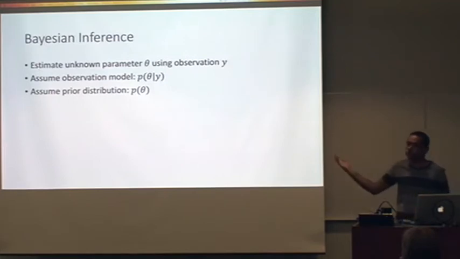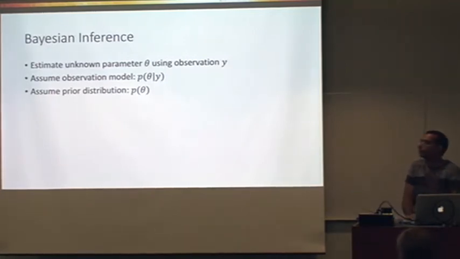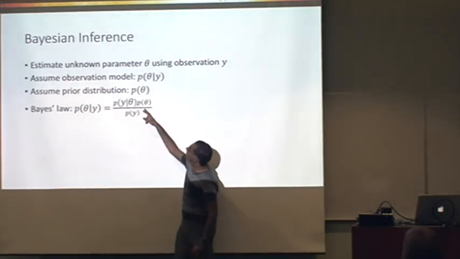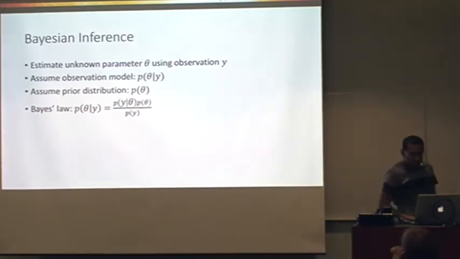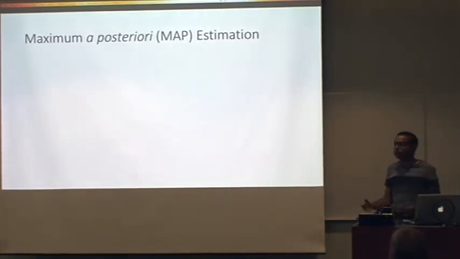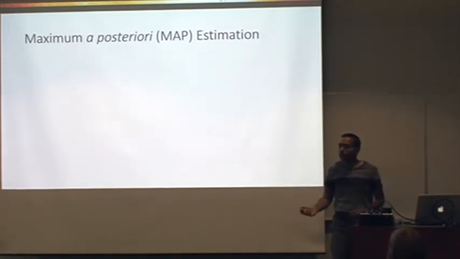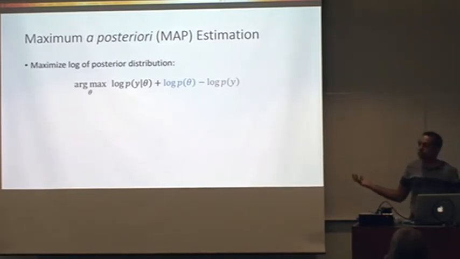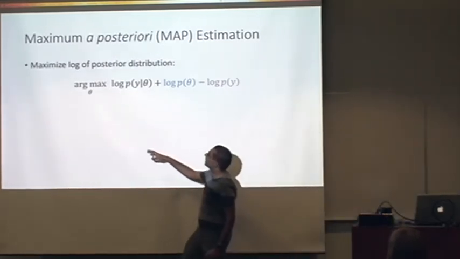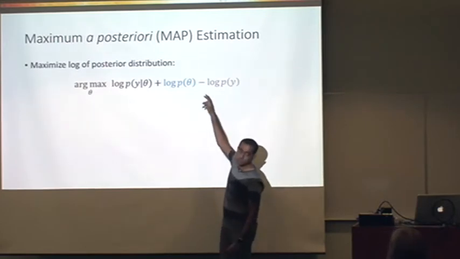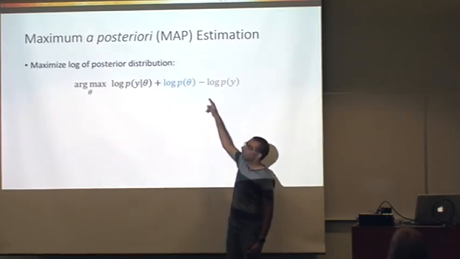And you have some prior distribution, which is p(theta). This is something that non-Bayesians kind of get stuck on: where does this prior come from? But Bayes' law tells us that the posterior distribution of theta given y is p(y | theta), the observation model, times p(theta), the prior. One way to do Bayesian inference is maximum a posteriori estimation, which is basically to find the theta that maximizes the likelihood under the posterior distribution. Obviously that is the same as maximizing the log. So you're maximizing the log of that Bayes law expression, and that turns into the log of p(y | theta) plus the log of p(theta) minus the log of p(y). This doesn't matter in this maximization because it doesn't depend on theta.